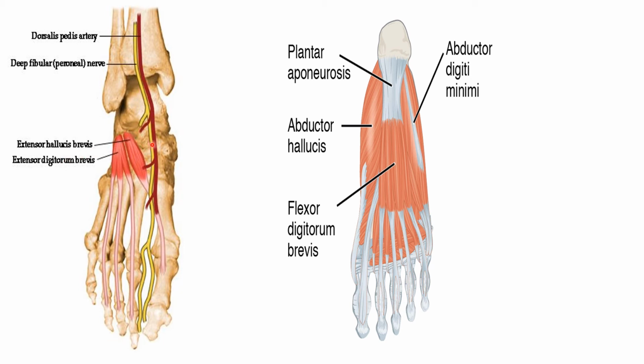Extensor digitorum brevis arises from the calcaneus, that is from the anterior part of the calcaneus. Then we have the origin of flexor digitorum brevis. Flexor digitorum brevis arises from the medial process of the calcaneus. Then flexor digitorum accessorius, one more muscle we have, arises from the lateral process of the calcaneus.